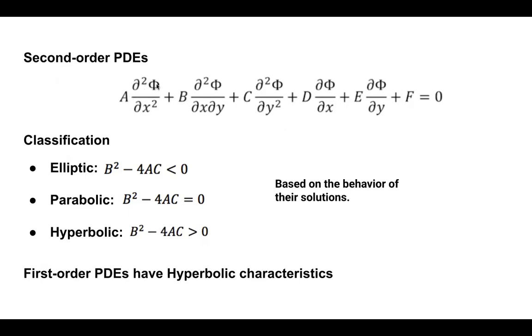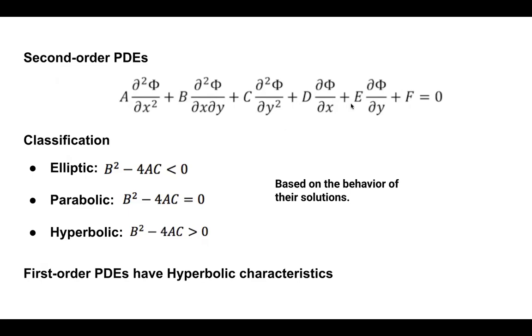This is the general form: A dou square phi by dou x square plus B dou square phi by dou x dou y plus C dou square phi by dou y square plus D dou phi by dou x plus E dou phi by dou y plus F is equal to 0. Now phi could be anything. It could be temperature or any other variable, the concentration or whatever it is. And A, B, C, D are the coefficients of such terms.